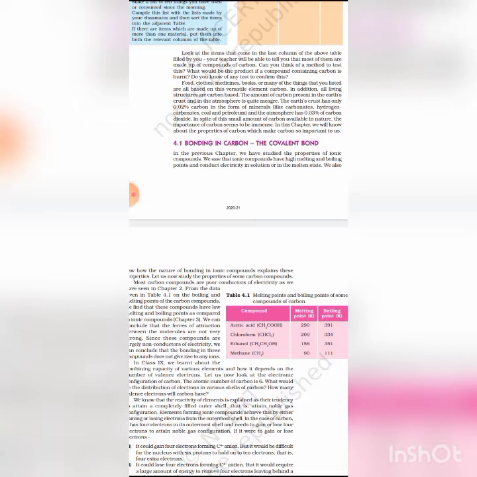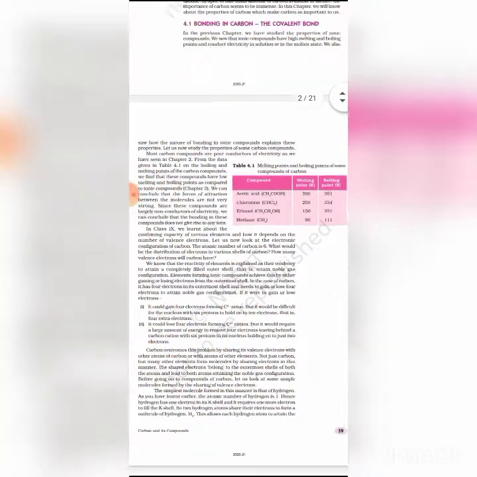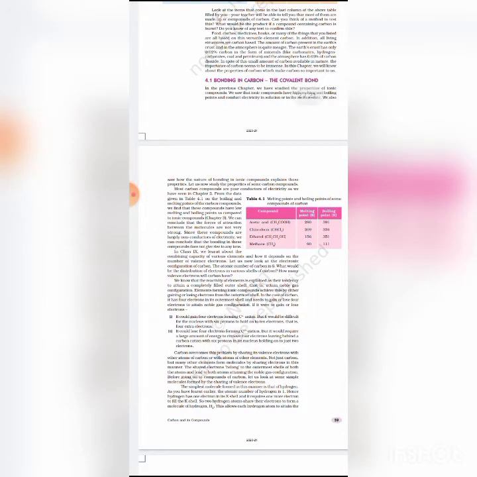This is due to shared electrons; they form a covalent bond. Students, they share the electrons in a way that gives a stable noble gas configuration. And the bonds which are formed by the sharing of an electron pair between two atoms are known as a covalent bond.